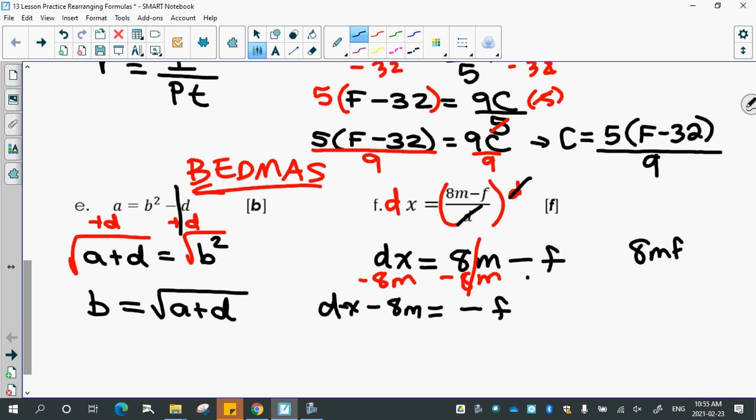But I don't want negative f, I want positive f. So now what do I do? I can divide by -1 for sure. So then I'm going to write out f equals, right? F equals dx minus 8m over -1.